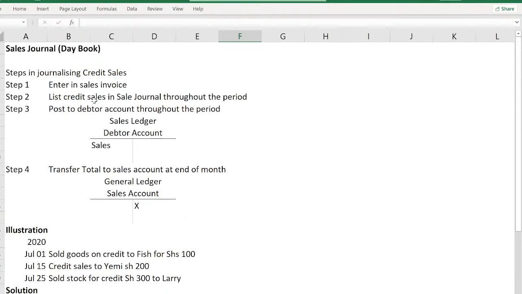So these are the processes, or the steps. You have to enter the sales invoice, then you list the credit sales in the sales journal throughout the period. You post to the debtor account throughout the period and you transfer to the sales account. So that is all about the sales journal.